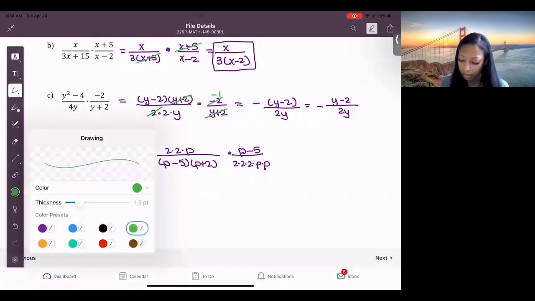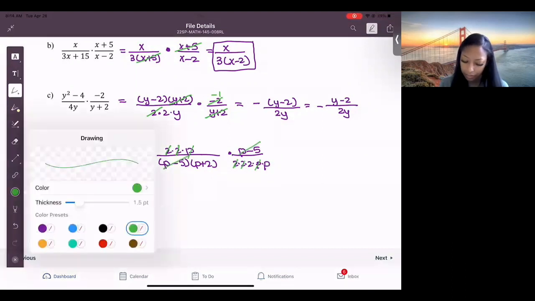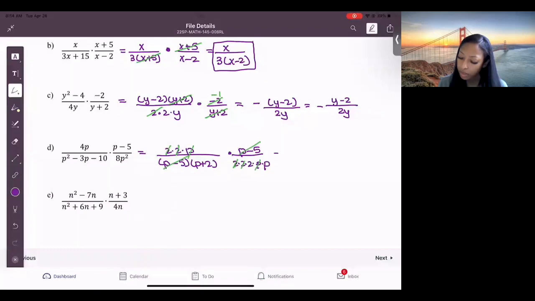Let's start by canceling out the 2's and P's that we can. We can cancel out 2 2's and 1 P. Then we can also cancel the P minus 5s. That leaves us with everything in the numerator cancels out. That gives us a factor of 1 in our numerator. And in our denominator, we have P times P plus 2. So our final answer is 1 over P times P plus 2.